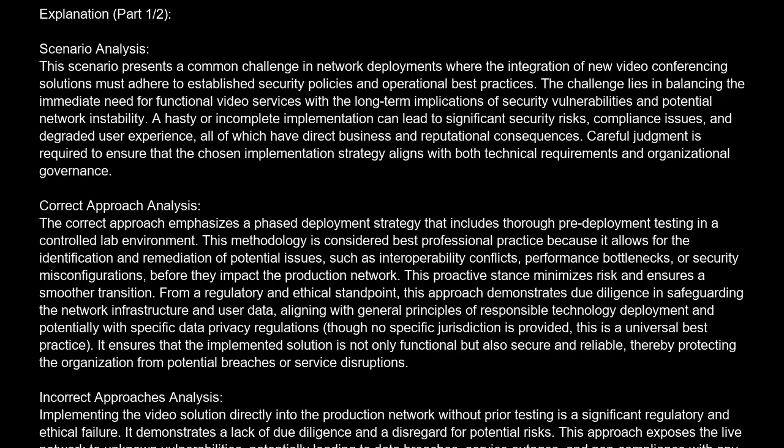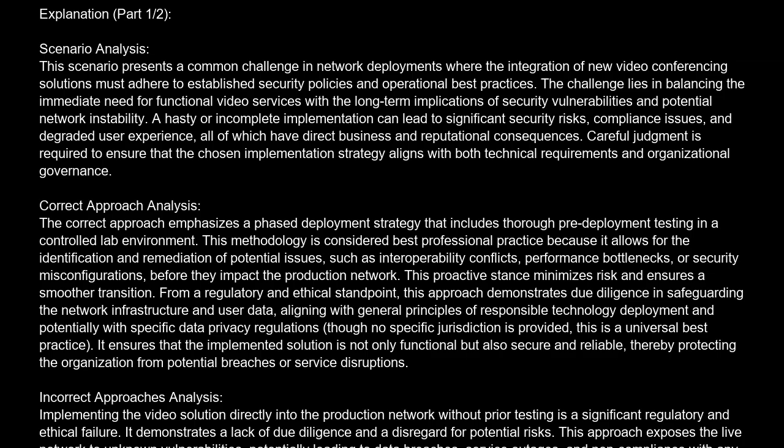From a regulatory and ethical standpoint, this approach demonstrates due diligence in safeguarding the network infrastructure and user data, aligning with general principles of responsible technology deployment and potentially with specific data privacy regulations. Though no specific jurisdiction is provided, this is a universal best practice. It ensures that the implemented solution is not only functional but also secure and reliable, thereby protecting the organization from potential breaches or service disruptions.